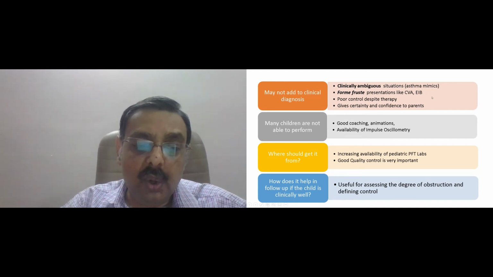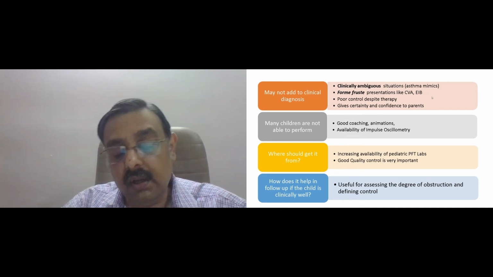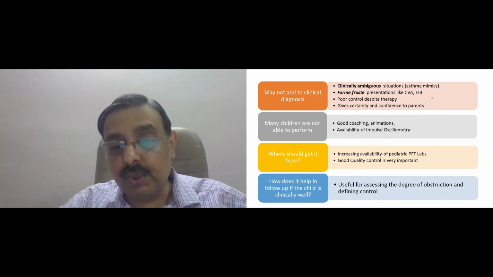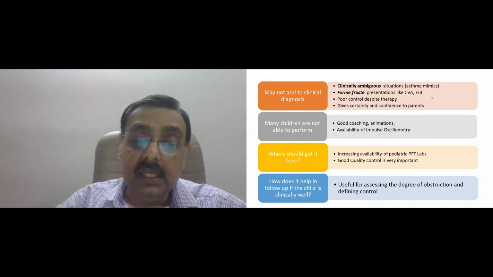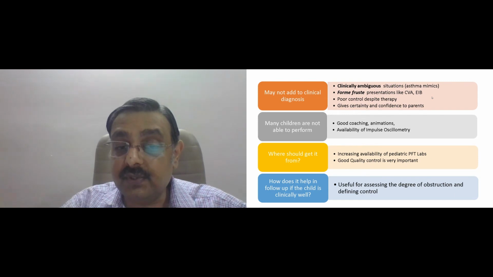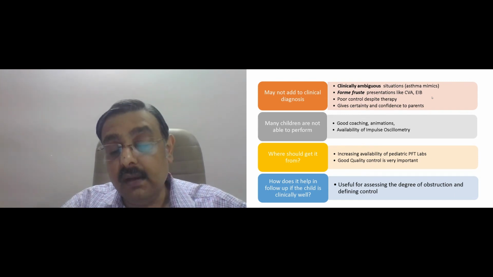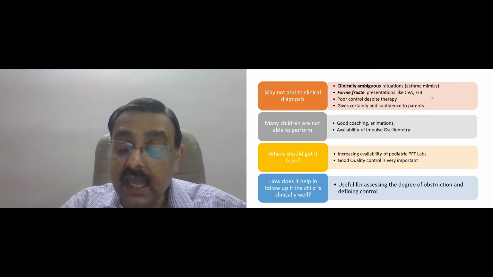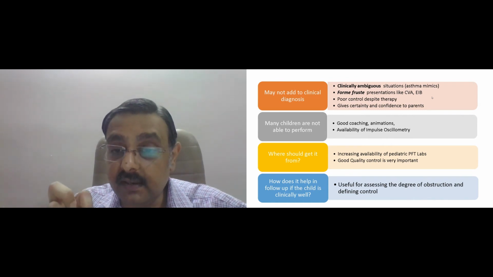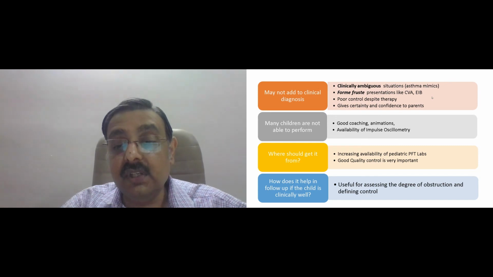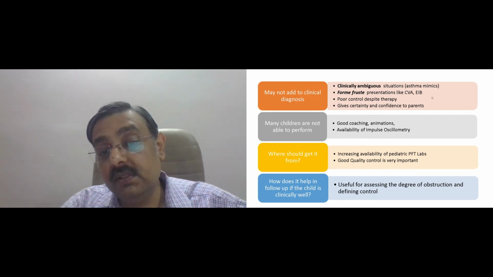How does it help in follow-up if the child is clinically well? We have answered this question with the help of a few cases. It helps to assess the degree of obstruction and in defining control. And as I showed you the Canadian data, which tells us that there can be a discrepancy between the level of obstruction and the clinical symptoms. If you use a lung function in follow-up, you will realize that a lot of patients appear to be clinically well, but they are still having a significant amount of obstruction in their airways.